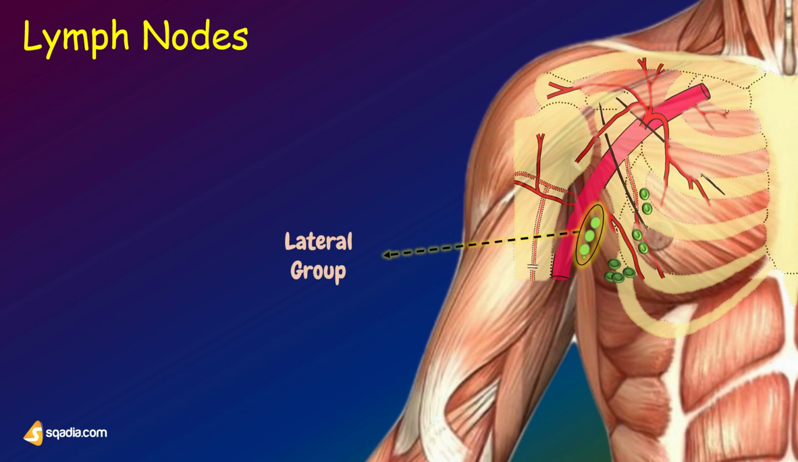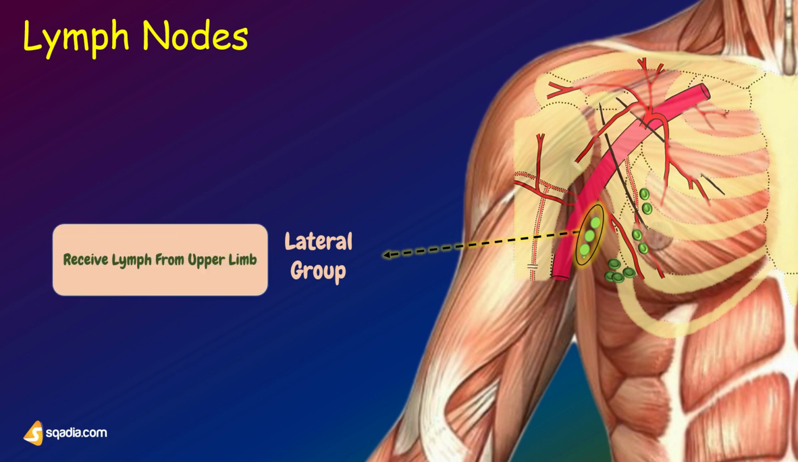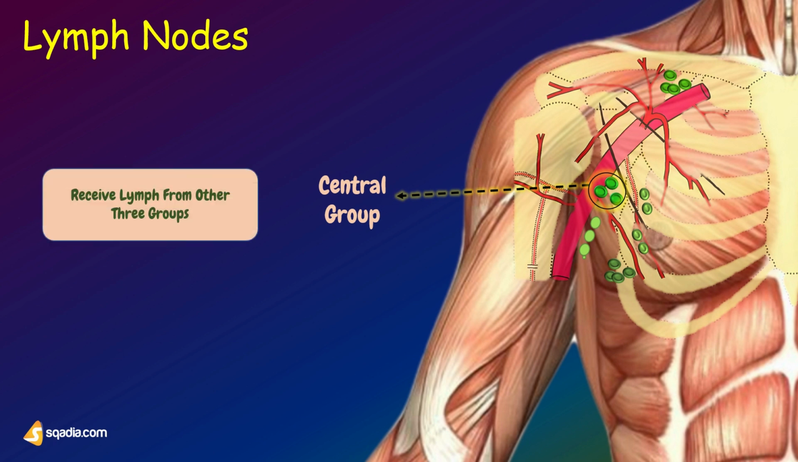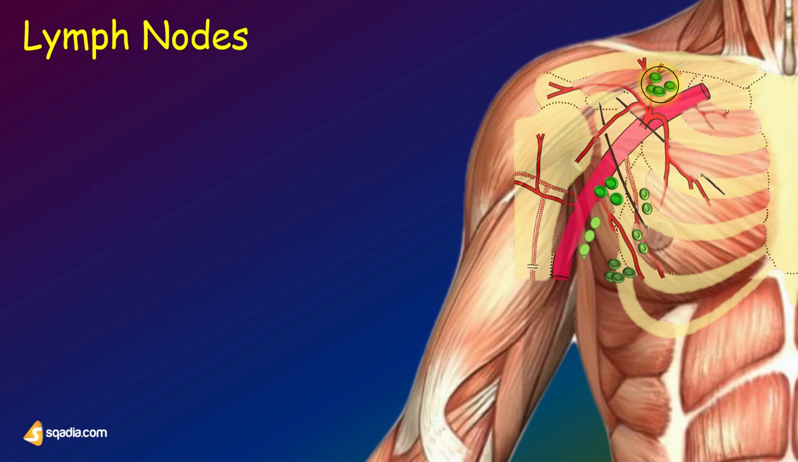As for the lateral group of axillary lymph nodes, they are present at the medial side of the axillary vein and lie along the axillary vein. They receive lymph from the upper limb. Central group of axillary lymph nodes. Present at the center of the axilla, they receive lymph from the 3 groups mentioned before, that is anterior, posterior, and lateral group. Lastly, we have the apical group of axillary lymph nodes.